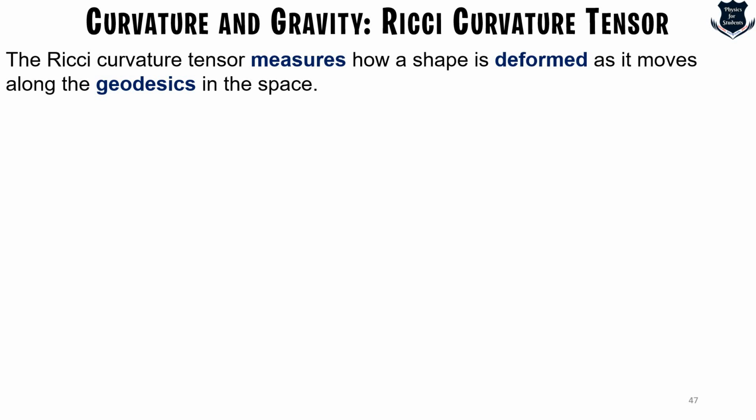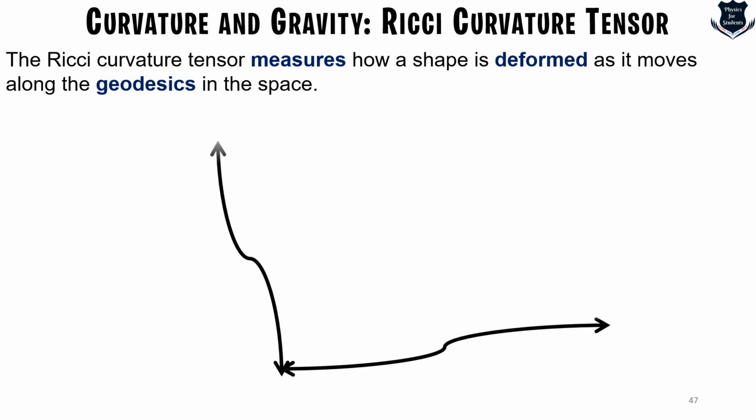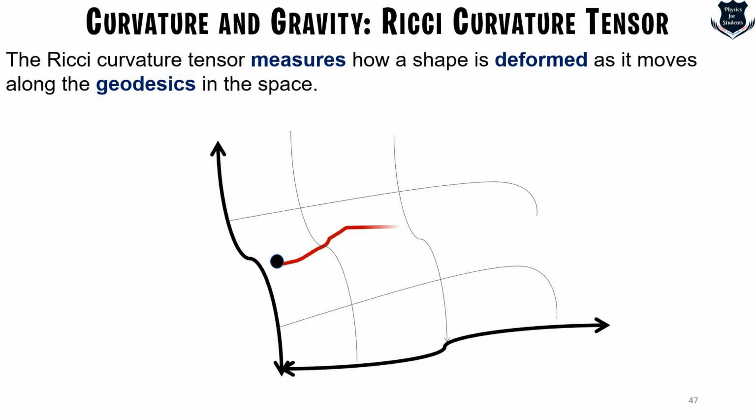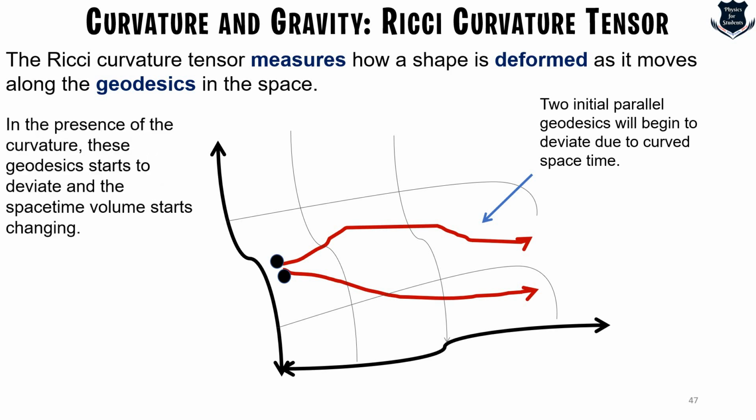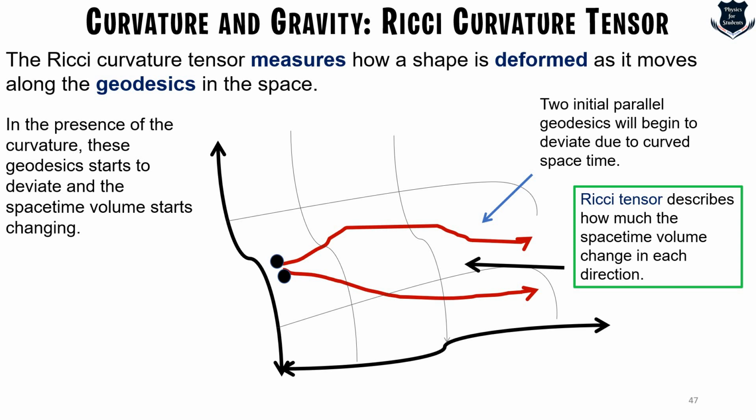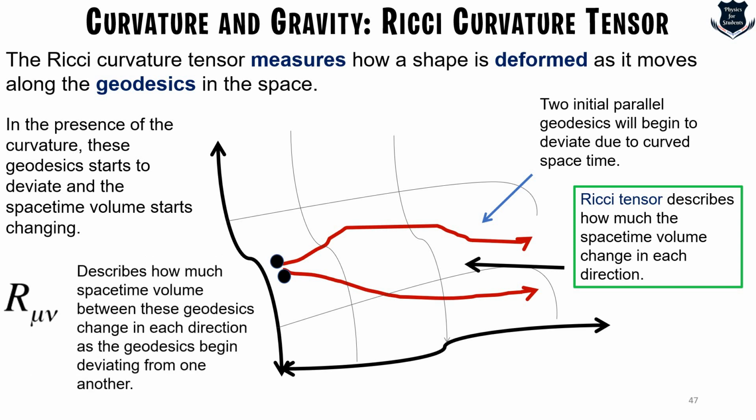So first is what we call the Ricci curvature tensor, which actually measures how a shape is deformed. That means if I take a curved surface and I start walking from here, the line would go round about here and it would end somewhere here. And if I start walking from here also, my line would eventually go over here. So initially parallel lines began to deviate. In the presence of curvature, these geodesics start to deviate, and the Ricci tensor, this R mu nu which we have just seen, describes the volume change in each direction, how much the volume is changing.